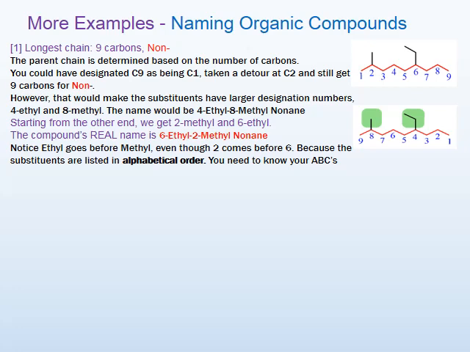The compound's name is 6-ethyl-2-methylnonane. Notice that ethyl goes before methyl in the name, even though 2 comes before 6, because the substituents must be listed in alphabetical order.